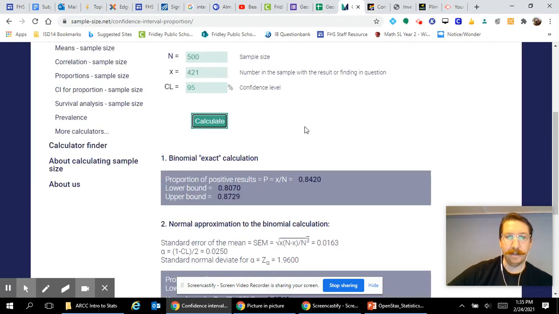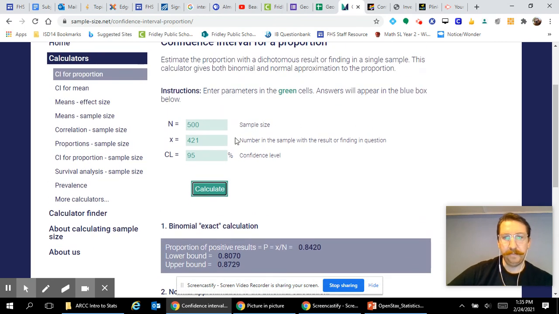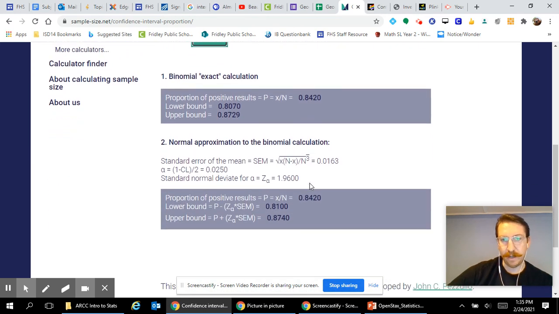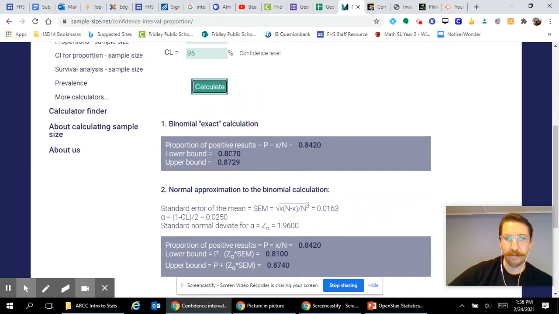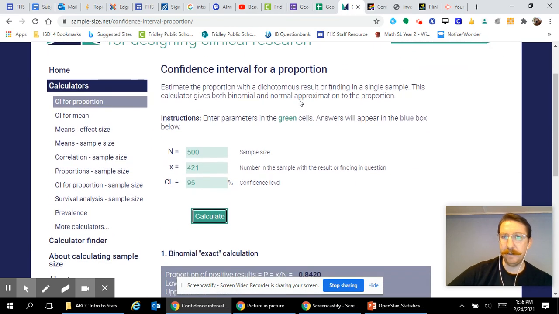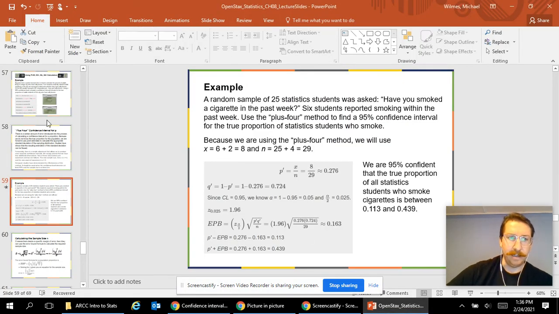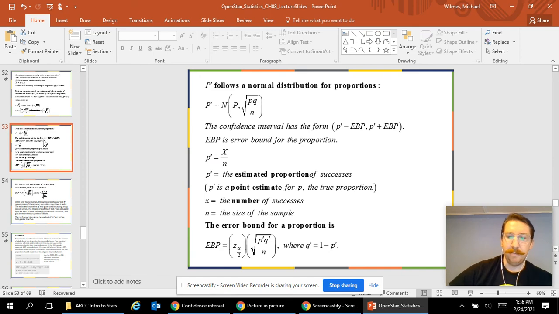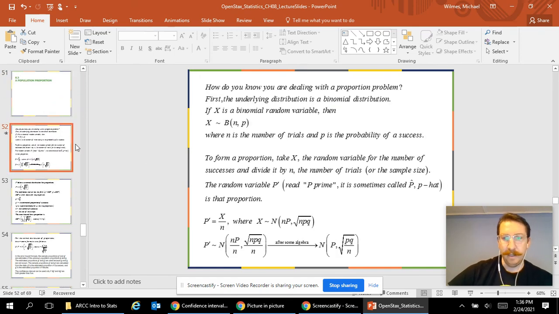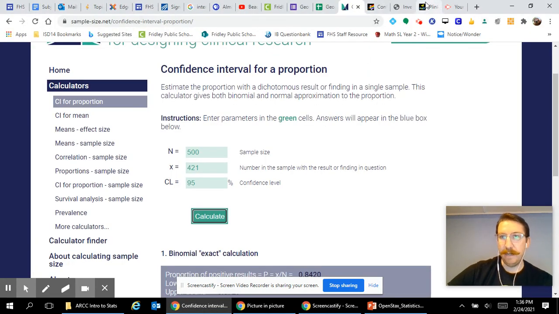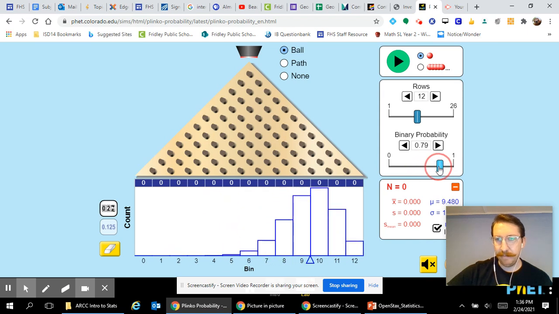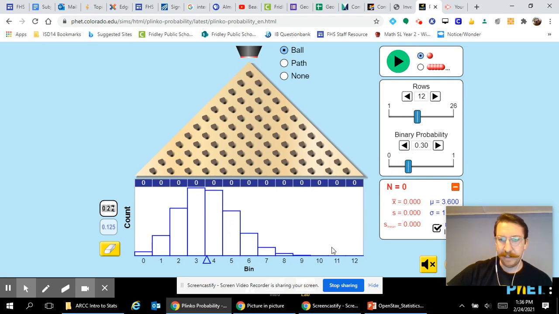Here's another calculator also. You enter the sample size, the number in the sample with the result, and the confidence level. This one doesn't show all the work, but it does let you check your work right there. So there are some calculators we can use to help us. All right, so that is our video on the population proportion. Remember, we use this when we have a chance of something happening as a percent. And remember, it relates back to the Plinko example where we look at those normal distributions. And that's it for this video. All right, thanks.